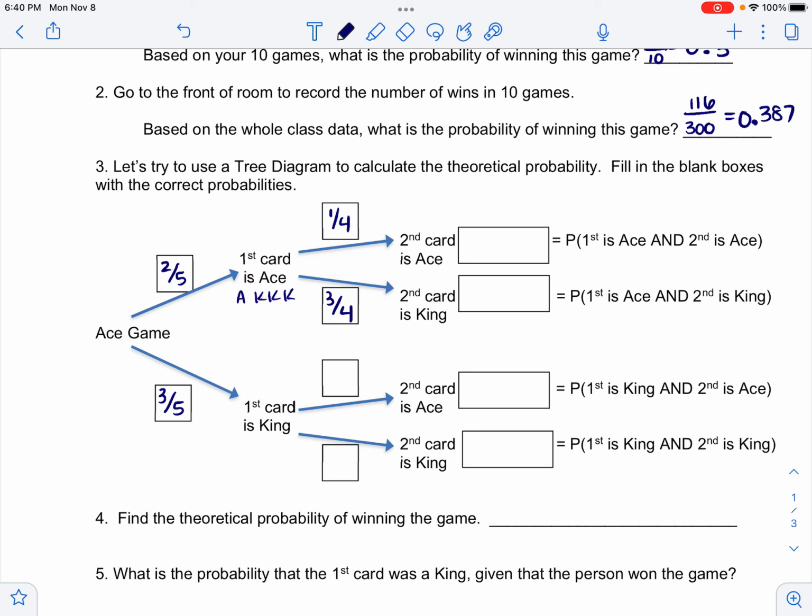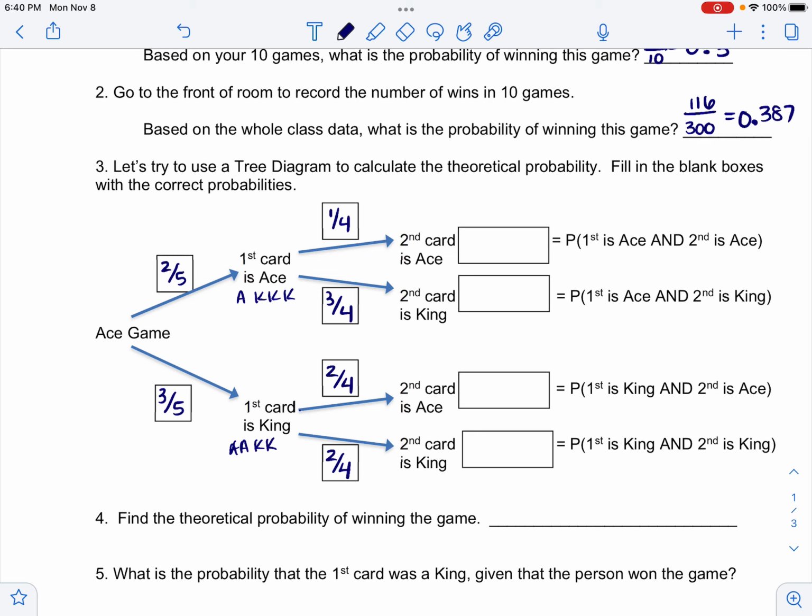All right, then for the king example, now I've gotten rid of 1 king, so we have 2 aces and only 2 kings. So now the probability here of pulling the second card is an ace, that is 2 out of 4. And the second card is a king is also a probability of 2 out of 4.